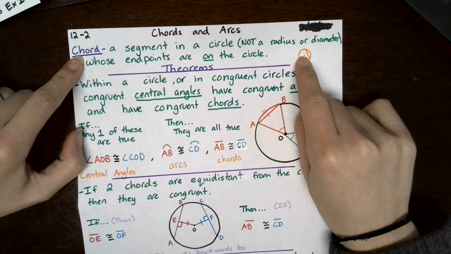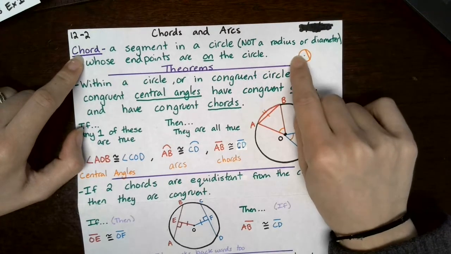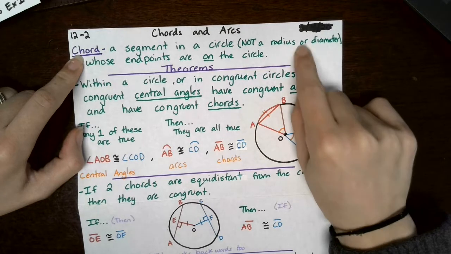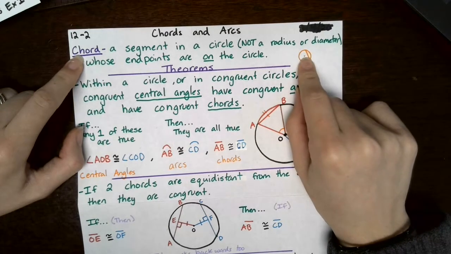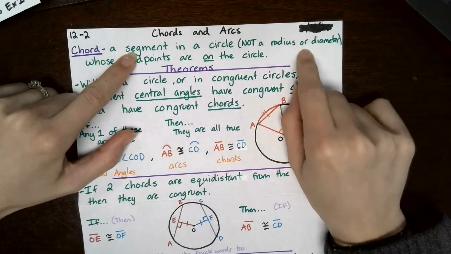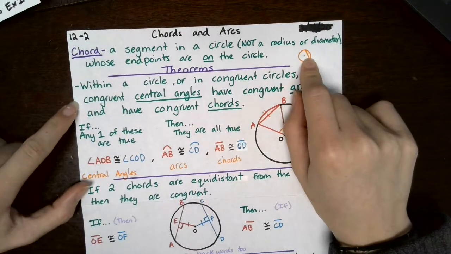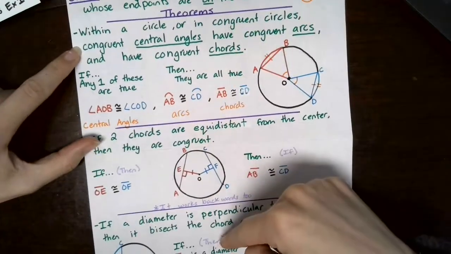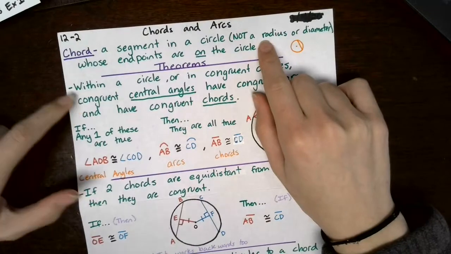So it's really any line in a circle that doesn't go through the center, okay? Its endpoints have to be on the circle. That's what makes the segment. It has two endpoints. Now we have three theorems that go along with chords and arcs.